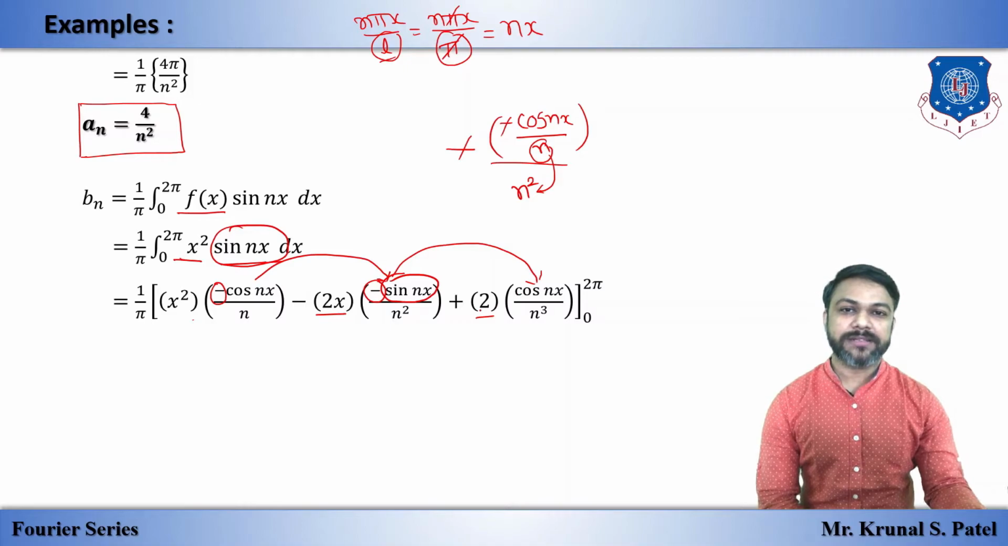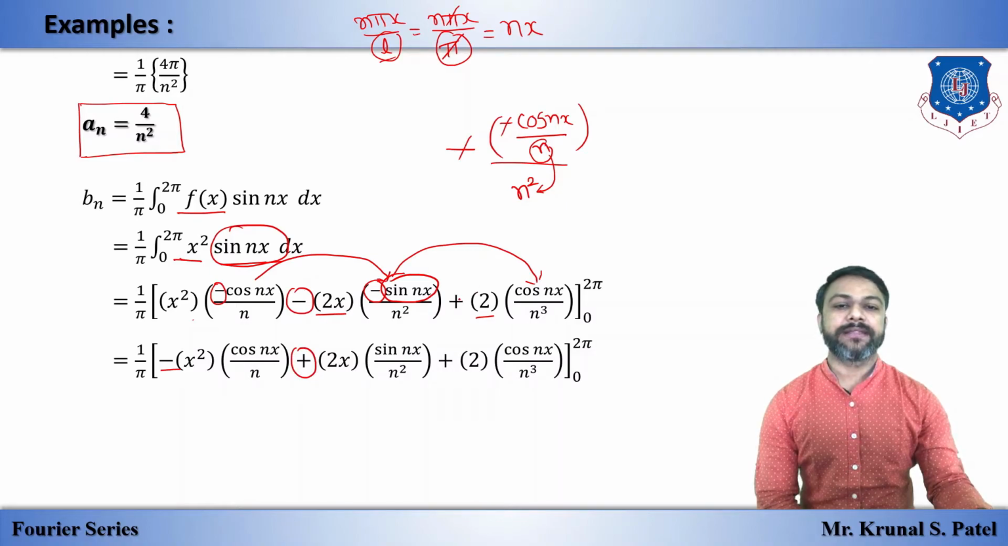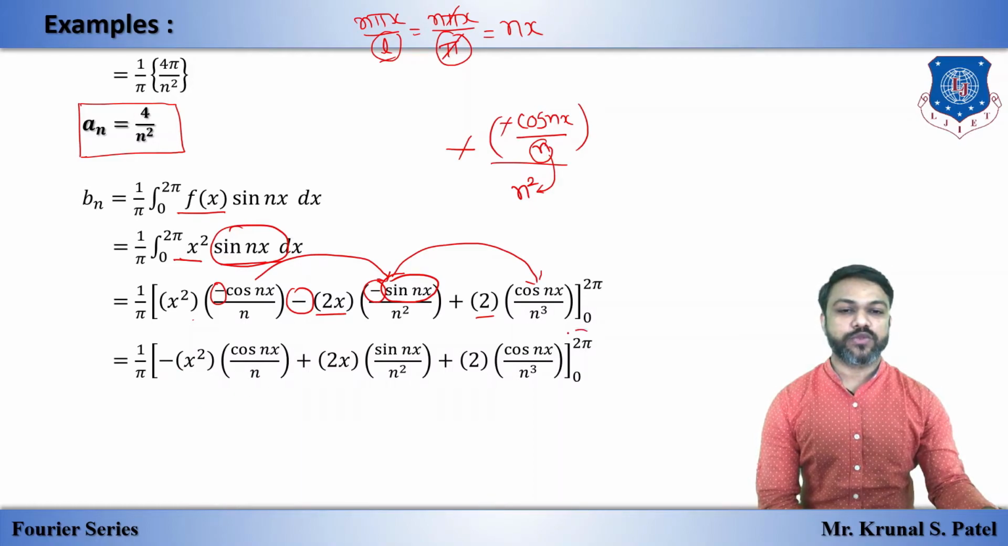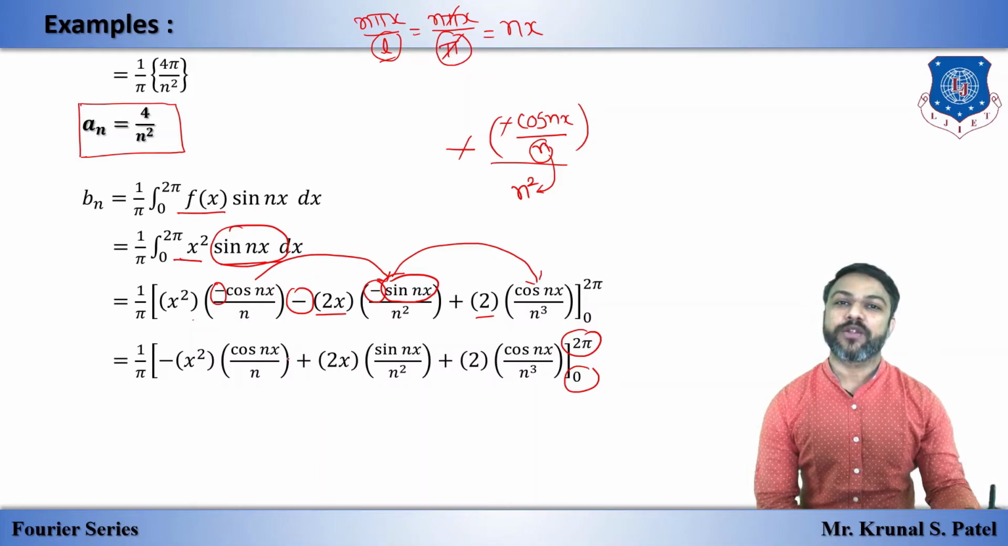Here there is no minus, and I am writing one more step. So minus comes out here, this minus and this minus become plus, and this is already plus. Now we will apply the upper limit, that means 2 pi, then minus the lower limit. So first we will put 2 pi instead of x, but as I told, with sine and cos we can understand directly which term becomes 0.